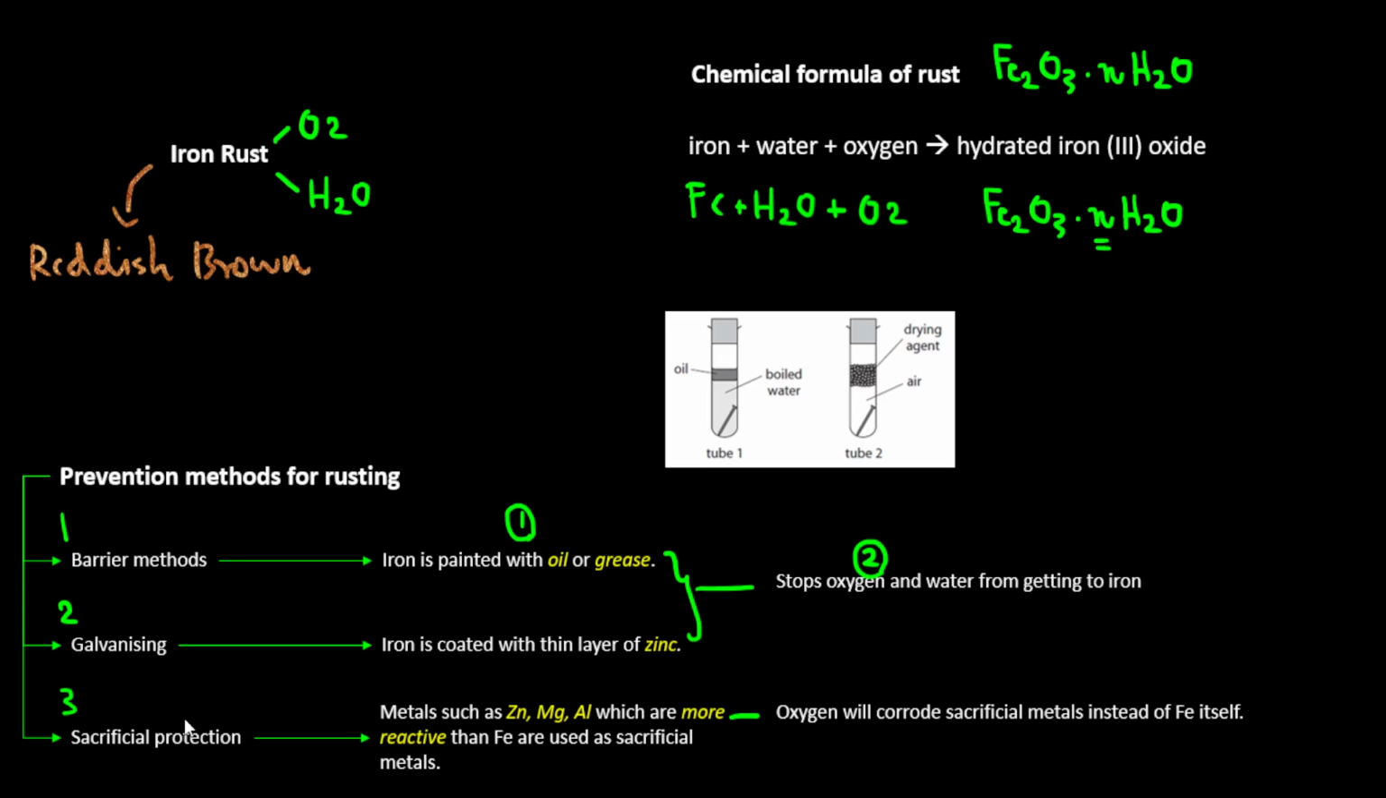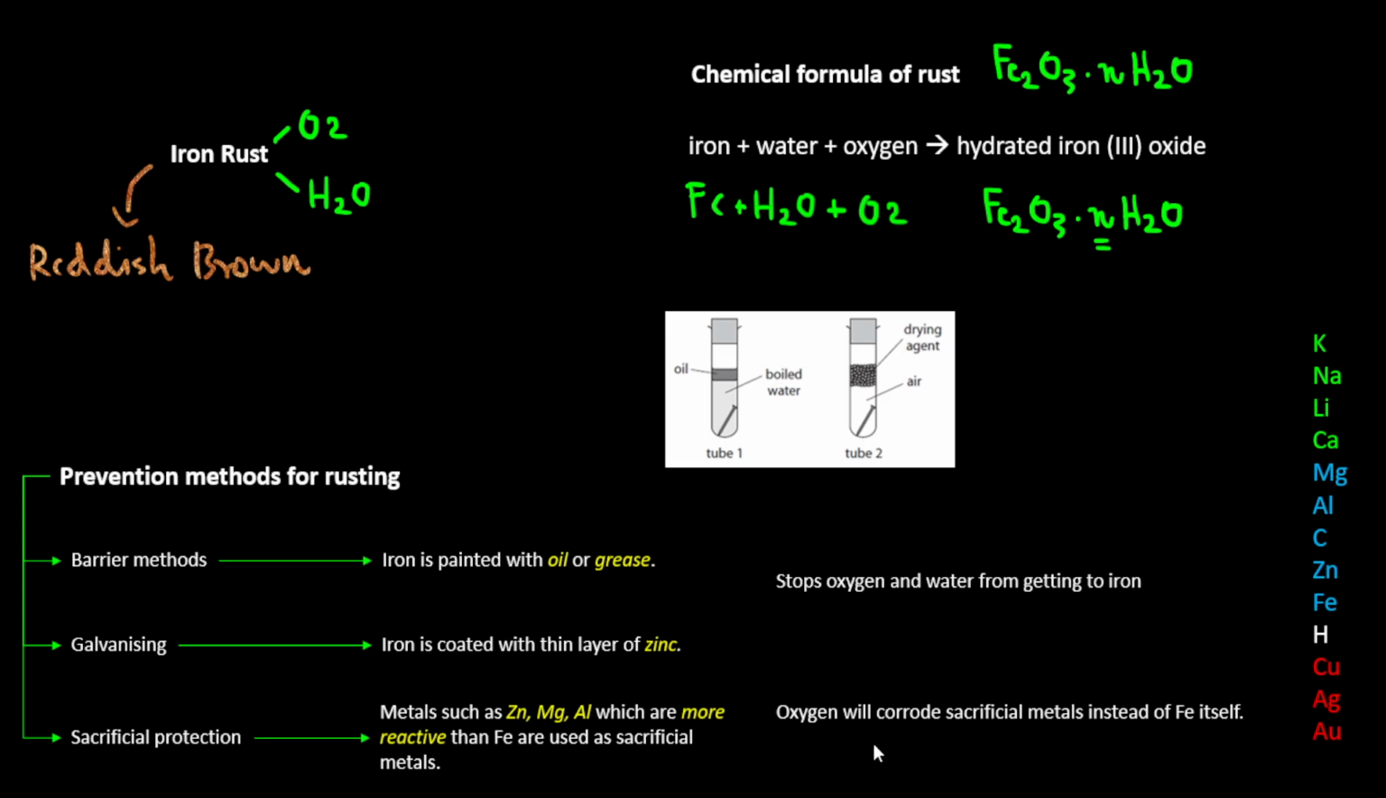Same here again, if they ask you about sacrificial protection, you get 1 mark from here and then you get the second mark from here. Very important to remember, okay? You should notice here that galvanizing is actually a combined method of barrier method and sacrificial protection, okay?